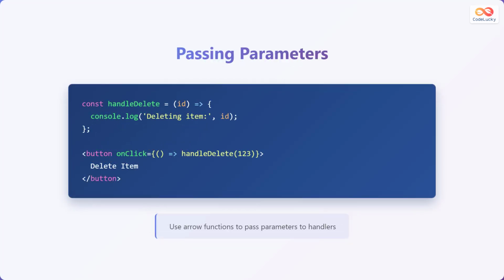Sometimes you need to pass parameters to your event handler function. Since the onClick prop expects a function reference, you cannot directly pass arguments to the function. Instead, you can use an arrow function to wrap the function call and pass the desired parameters. Here we define a function called handleDelete, which takes an ID as a parameter. Inside the onClick prop, we define an arrow function that calls handleDelete with the ID set to 123. This way, when the button is clicked, the handleDelete function will be called with the specified ID.